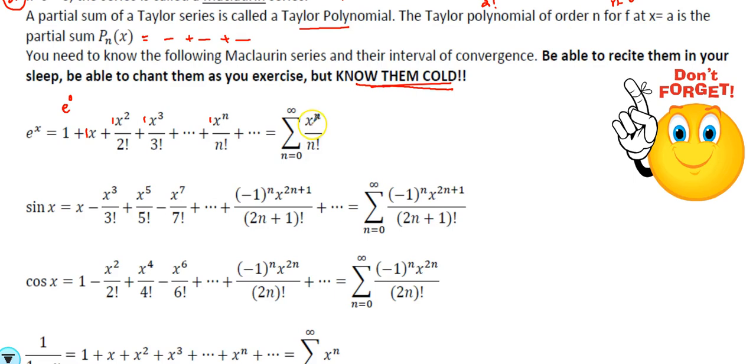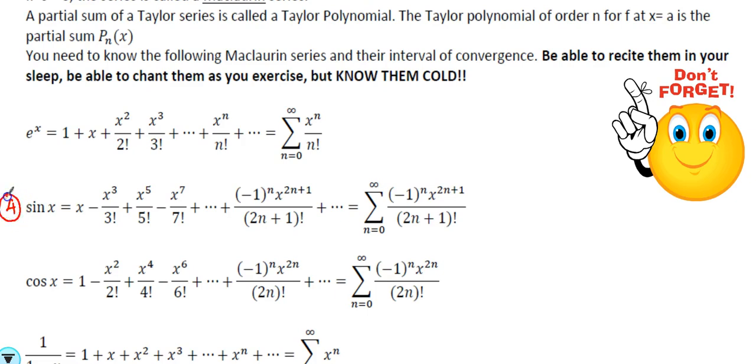x to the n over n factorial is my general term. So you can never forget e to the x. That's a very easy, very popular one. Make sure you know them. There are no negative terms, all positive terms. The second one is sine of x. This, I mean, not second, 1, 2, 3, 4.